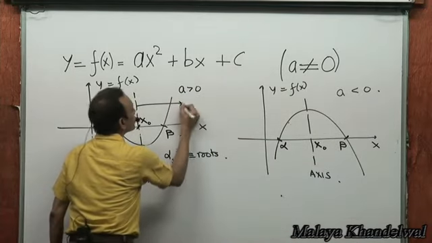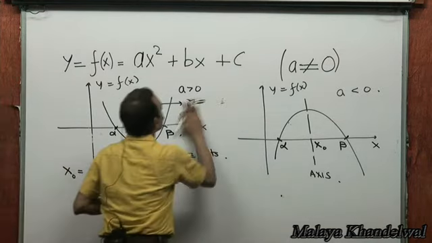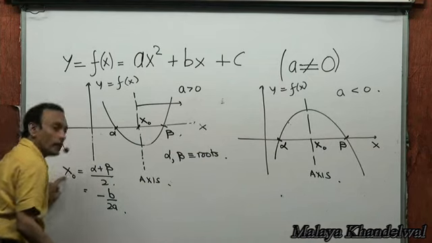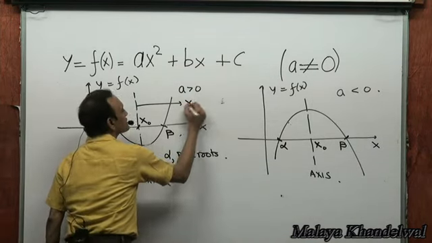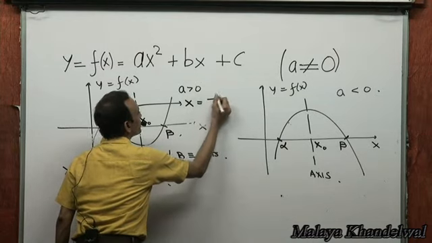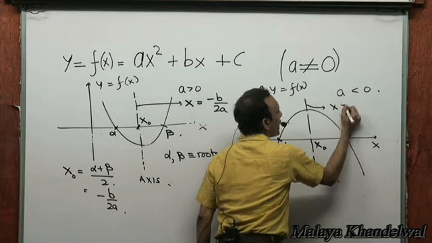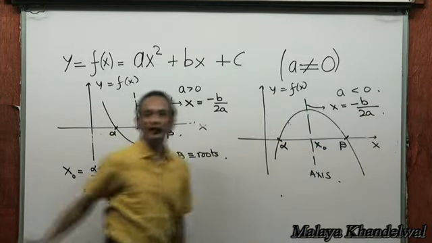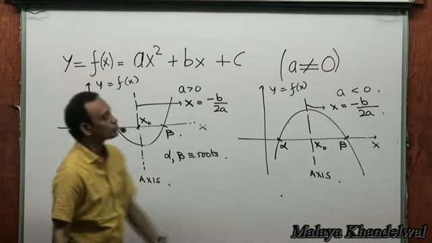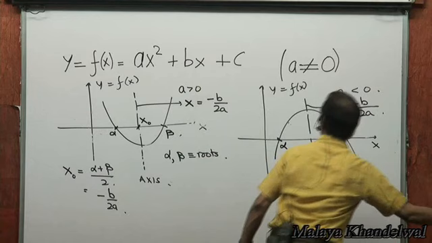This line therefore is x equal to x naught. So this line which is parallel to the y-axis is x equal to minus b by 2a. So the axis of symmetry for such parabolas would be x equal to minus b by 2a, a line parallel to the y-axis. Yes or no?